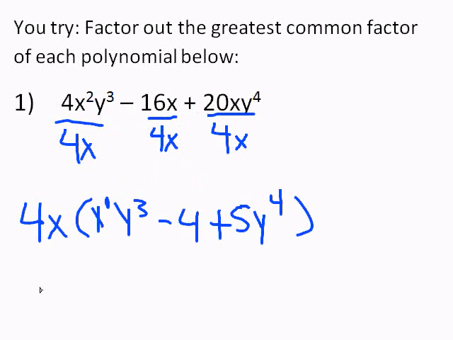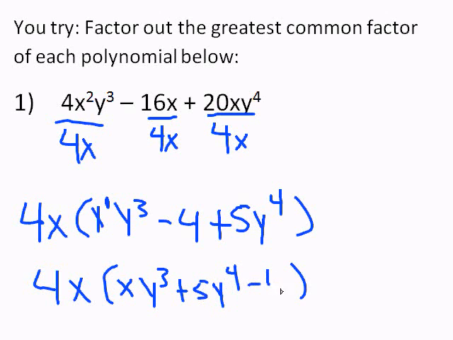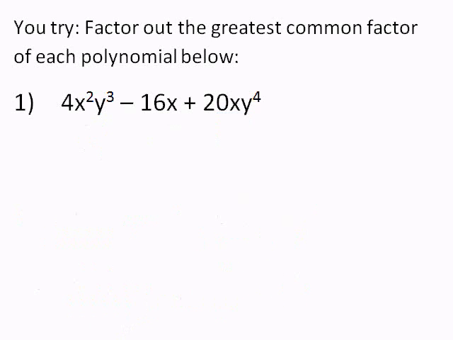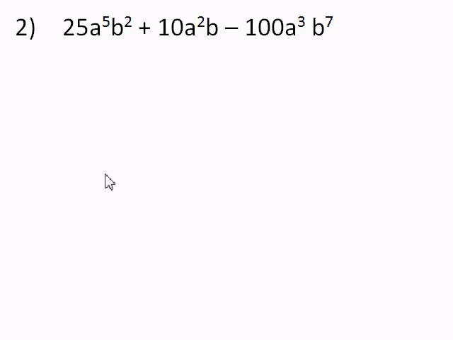Now, one thing to note, most of the time you'll notice they list your answers from largest exponent to smallest. So you might see this written as x y to the third plus 5y to the fourth minus 4, or you might see the 5y to the fourth listed first. Let's go ahead and take a look at another example.